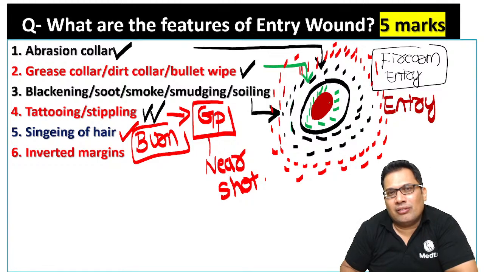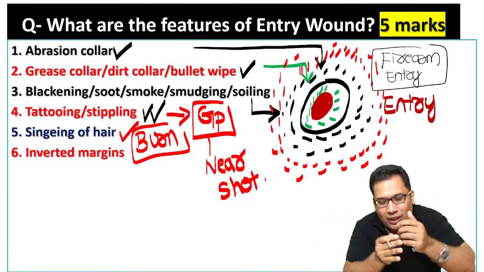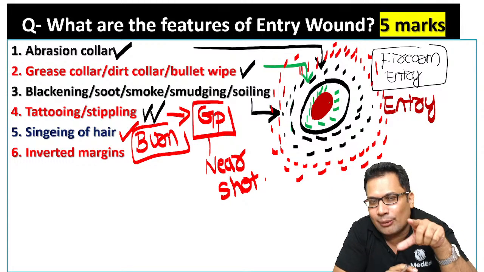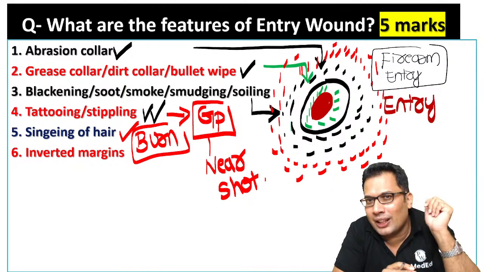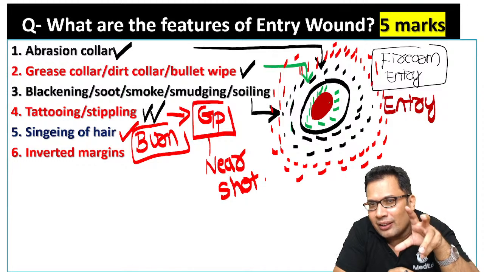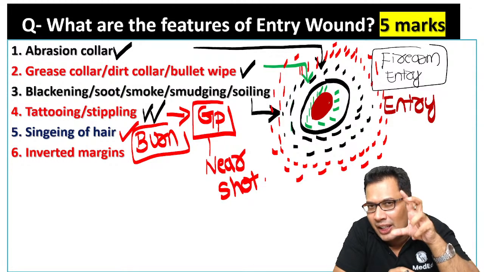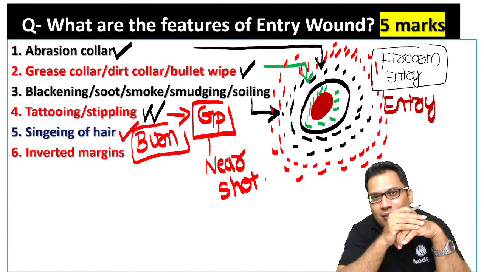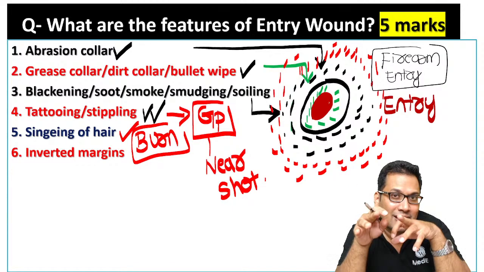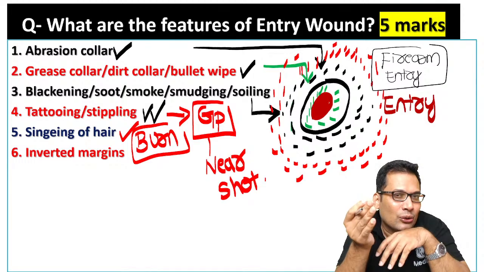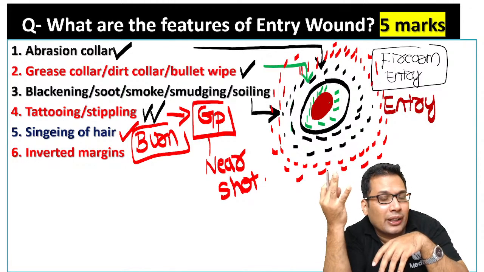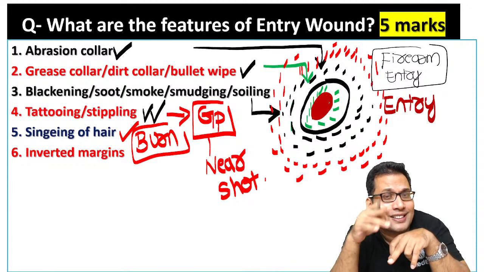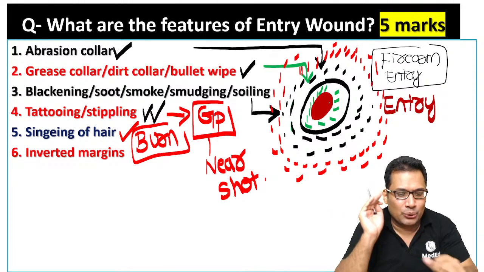Inverted margin. Very simple funda. Inverted is entry wound. Everted is your exit wound. But remember, there is an exception. Dum dum bullet is a condition where in an entry wound you will see everted margin. This can be a viva question. In which entry wound will you see everted margin? Your answer should be dum dum bullet. Very famous bullet discovered in Kolkata in a place known as Dum Dum. So this is how you should answer.